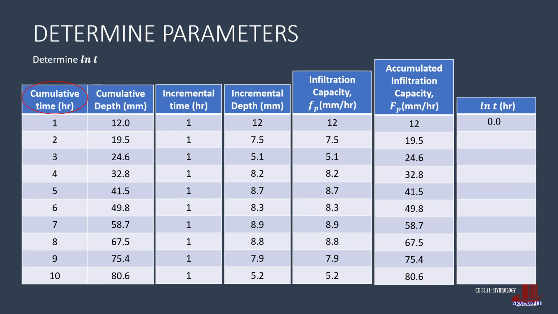So ln of 1 is 0. Ln of 2 is 0.6931. Ln of 3 is 1.0986. The ln of 4 is 1.3863. Ln of 5 is 1.6094. The ln of 6 is 1.7918. Ln of 7 is 1.9459. The ln of 8 is 2.0794. Ln of 9 is 2.1972. Ln of 10 is 2.3026. We have then completed the two variables for curve fitting.